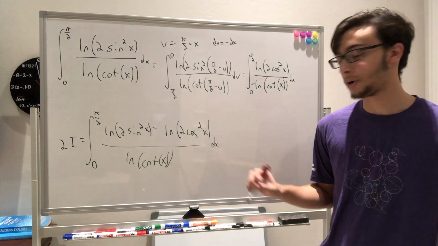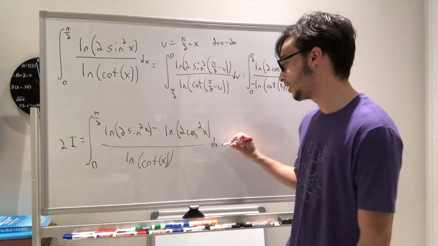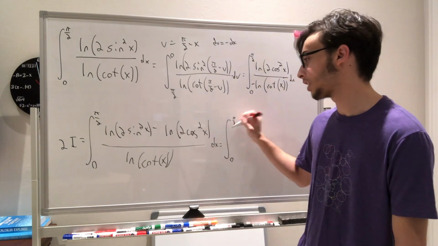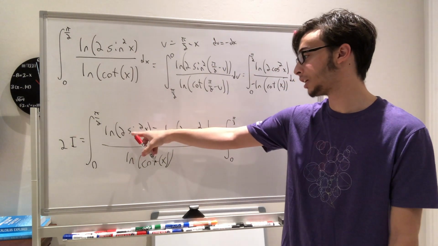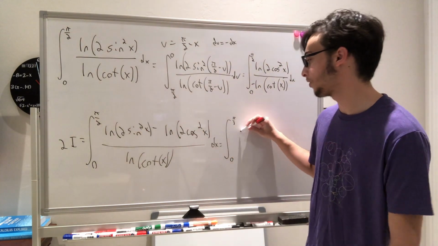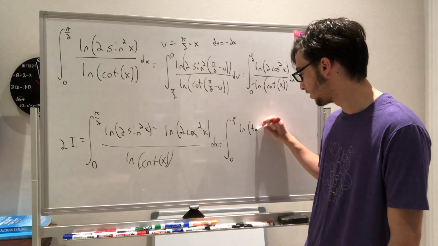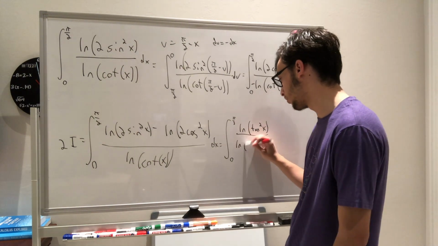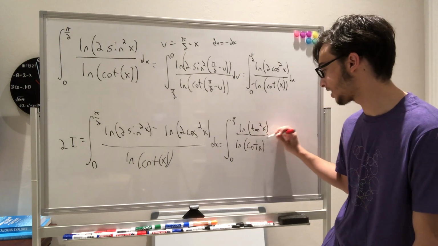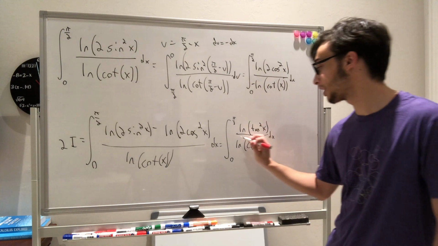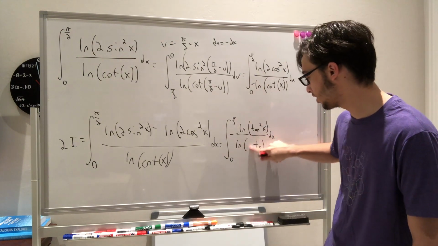Now we can use log properties to bring these two expressions together. So we'll get the integral from 0 to pi over 2. Okay, so bringing these together, we'll have 2 sine squared over 2 cosine squared. The 2's will cancel, leaving us with a tangent squared. So the natural log of tangent squared of x over natural log of cotangent x dx. Now we're almost done, because again, using the same thing up here, we can bring a negative to the front and change this into a tangent.